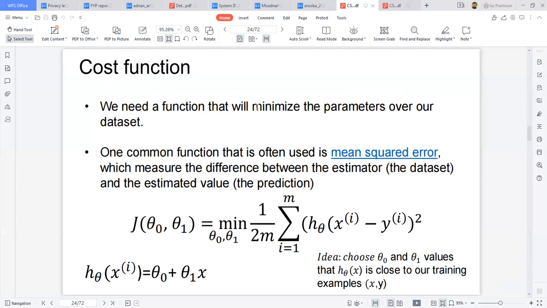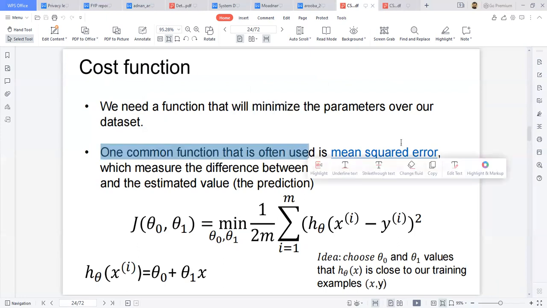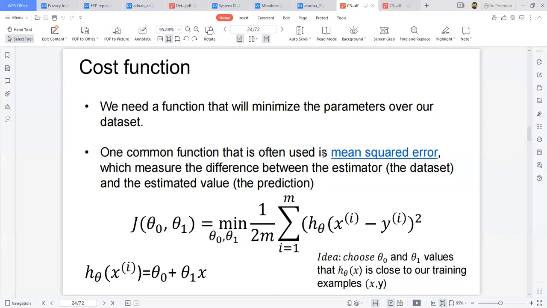We need a function that will minimize the parameters over the data set. What are the parameters? Theta naught, theta 1, theta 2, whatever. And to minimize, we have to reduce the error. How can we reduce the error? One common, often used function is mean square error, which measures the difference between the estimator, the data set, and the estimated value. So this is the actual value, and this is our value, the prediction value.